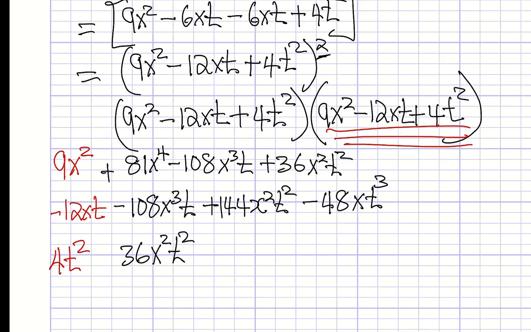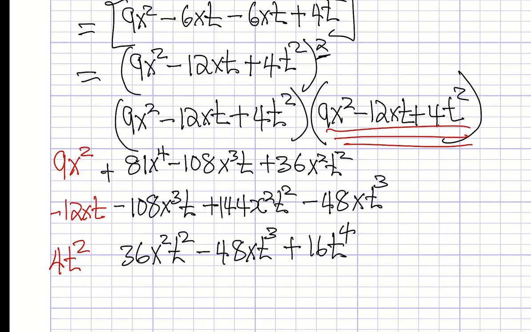And then 4t squared times negative 12xt. So what is 4 times 12? That's going to be 48. So it's going to be negative 48 x t raised to the power 3. See it, right? And then the last one there. What is 4 times 4? Of course, it's 16. It's going to be positive 16 t raised to the power 4. I see it, right? Because t squared times t squared, you get t raised to the power 4.